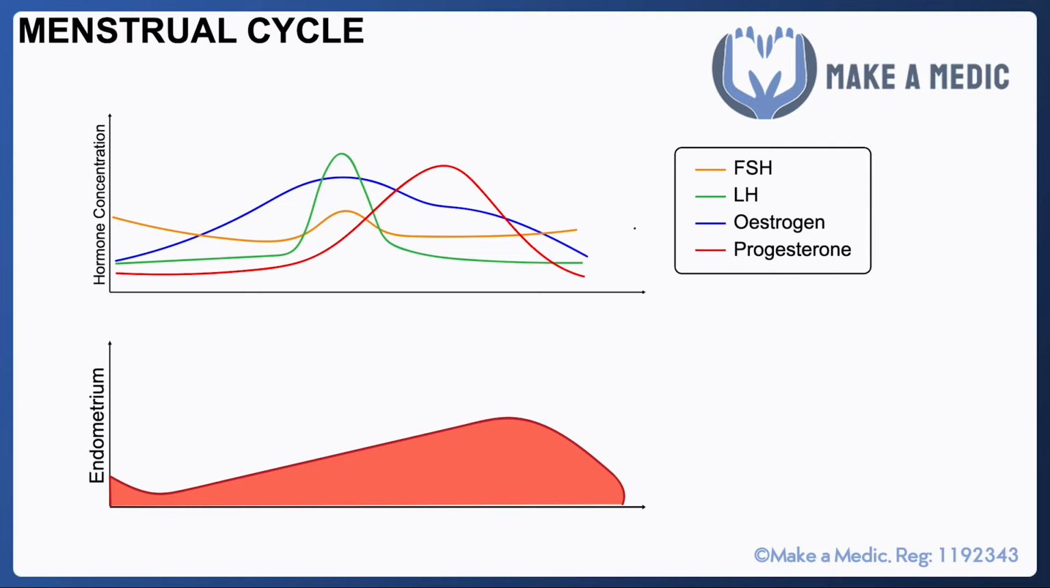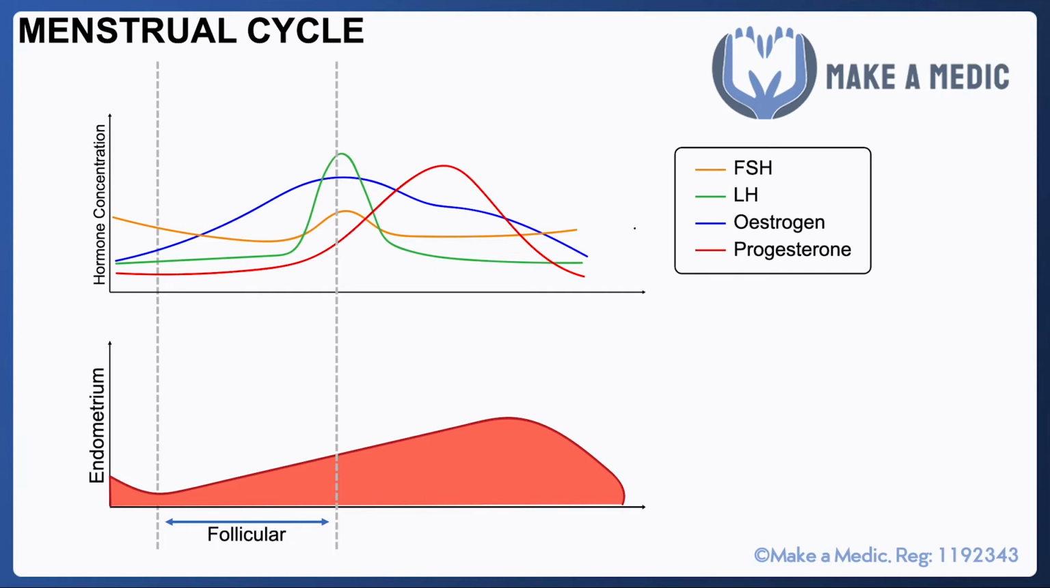So what I've shown in the bottom diagram is essentially how the endometrium changes. So it begins at the onset of menstruation, where the endometrium thins and then eventually builds up until the end of the menstrual cycle, which is basically when the corpus luteum runs out of progesterone. So the menstrual cycle is divided into the follicular phase and the luteal phase.